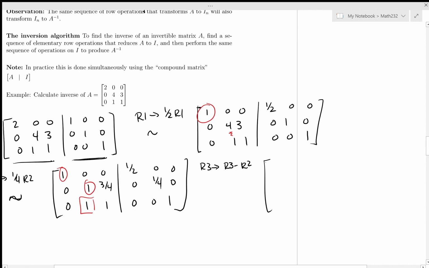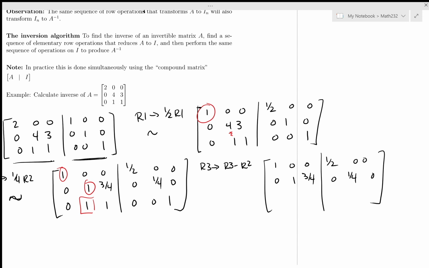row 1 unchanging, 1, 0, 0, 1 half, 0, 0. That's the point you're saying to yourself, thank goodness for computers. 0, I'm not changing row 2. And then row 3 is changing. I am replacing it with row 3 minus row 2. That gets me this here, 0, 0, 1/4, 0, minus 1/4, and 1.